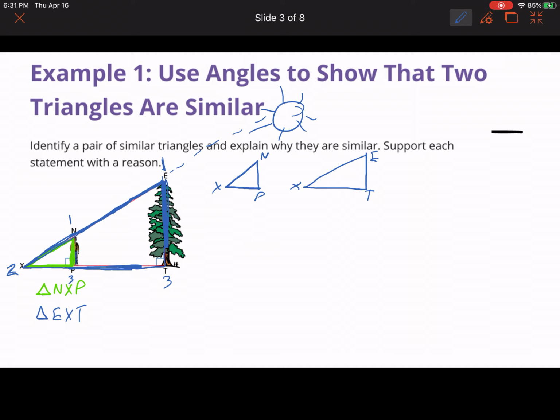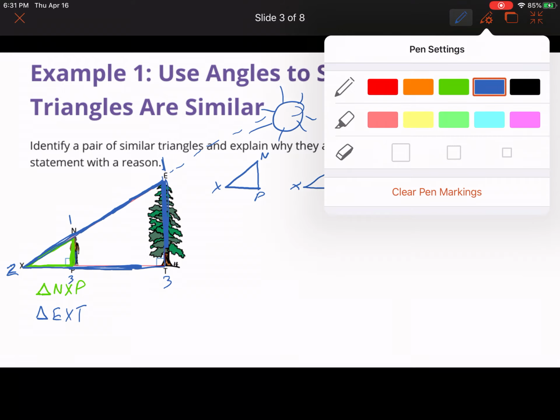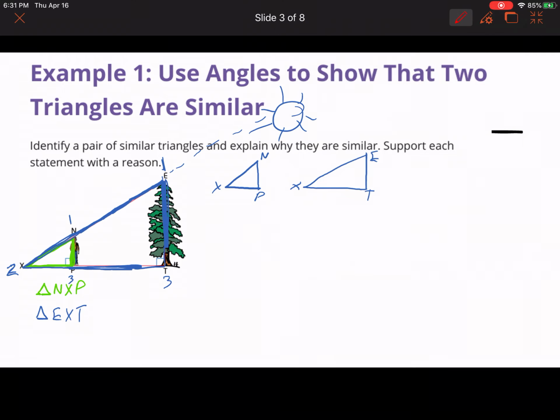Explain why they are similar. Pause for a second and think about it. Why are these things similar? See what you come up with. Then we'll move on. One of the ways we know that they are similar is because of the angles. We've got this symbol in the corner, which is our universal mathematical symbol for a right angle, a square in the corner of an angle. So we know these two are right angles.